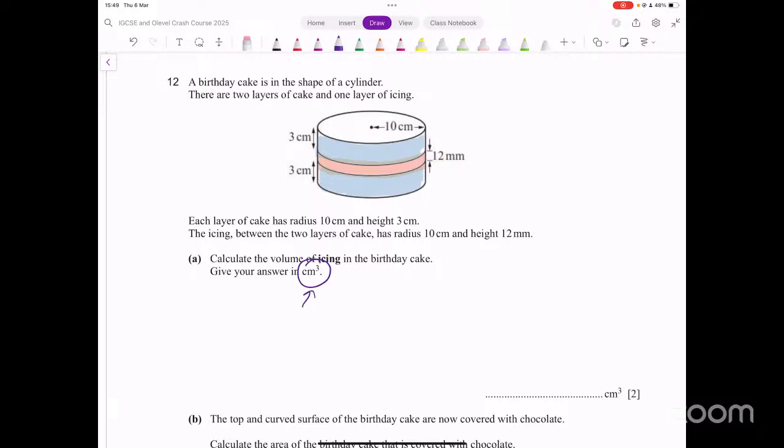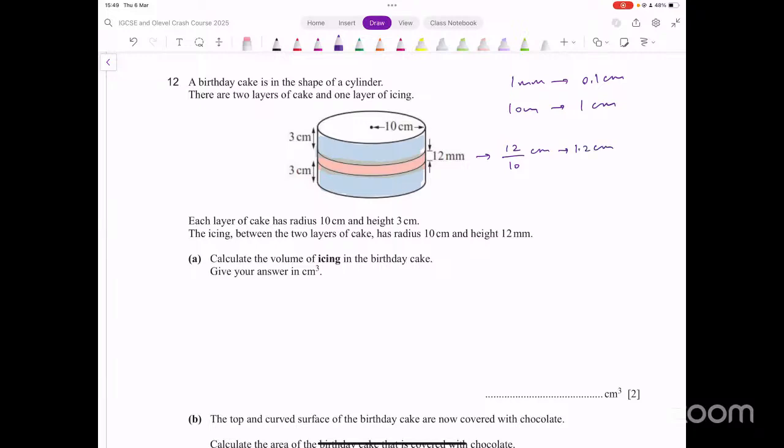Now, for the icing, you are given this number in millimeters. How do we convert it to centimeters? Millimeter to centimeter, what's the ratio? 1 millimeter is 0.1 centimeters, or you can say 10 millimeters are 1 centimeter. So if you have to go from 12 millimeters to centimeters, that's 12 over 10, or 1.2 centimeters.